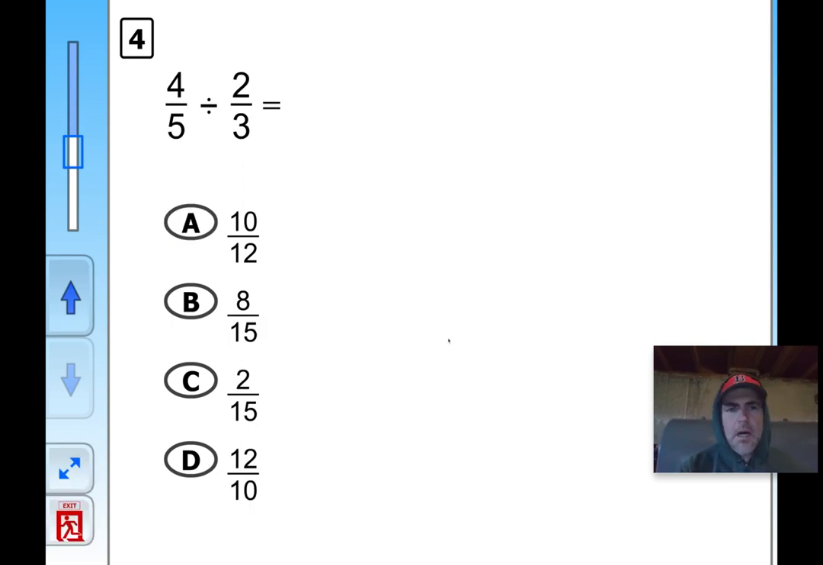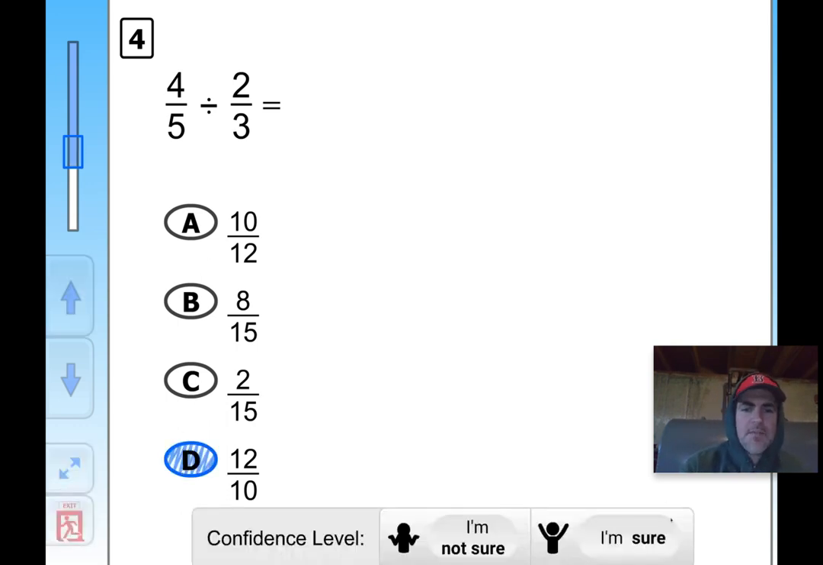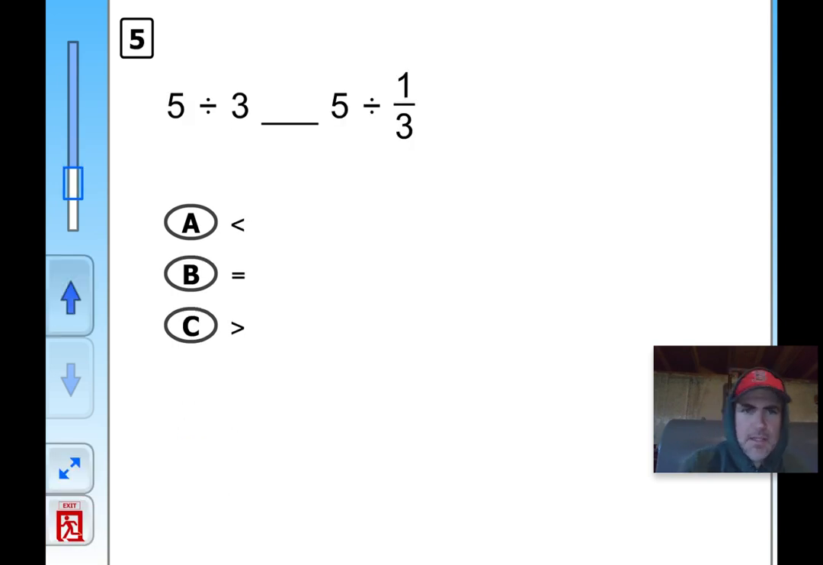All right, looking at this, multiplying by the reciprocal, 4/5 divided by 2/3 is equivalent to 4/5 multiplied by 3/2, which would be 12 over 10. We could simplify that to 6 over 5 or 1 1/5, but it is here as 12/10. I am going to answer that correctly. 5 divided by 3 is 5/3, which is 1 2/3.